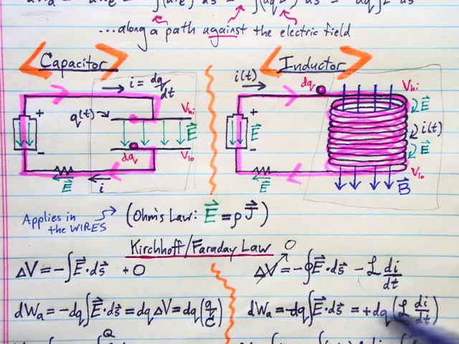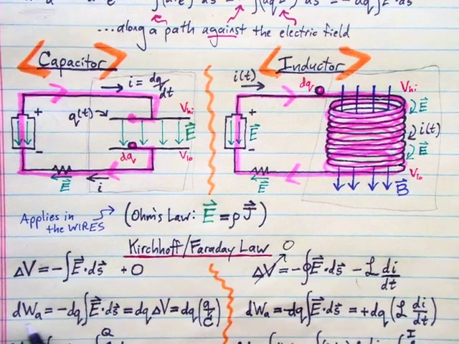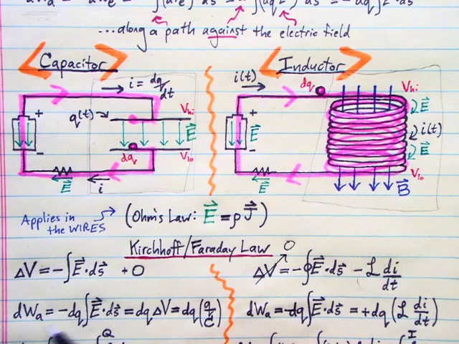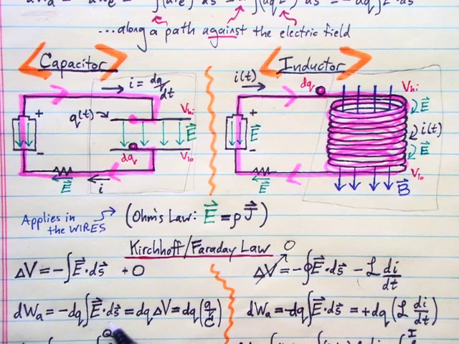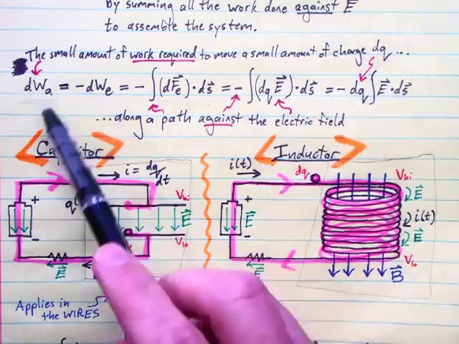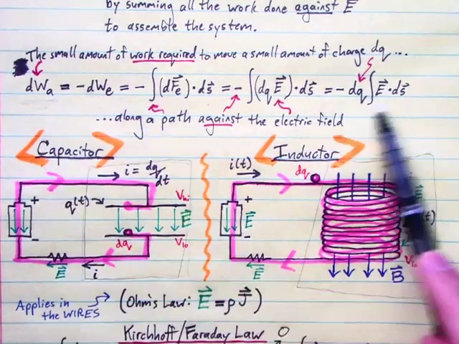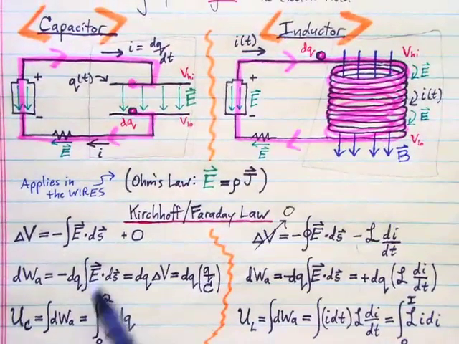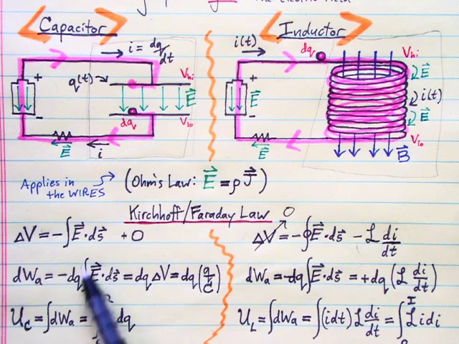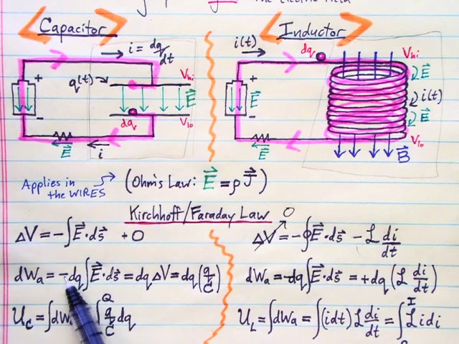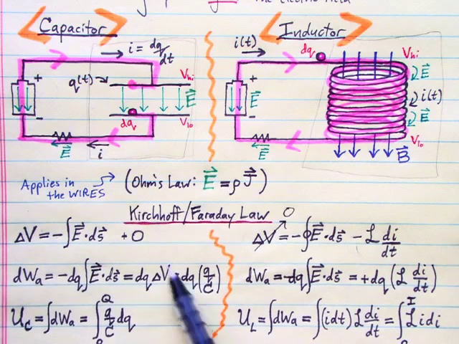So, okay, next line. The small amount of work it's going to take to move that dq from here to here along that path equals minus dq times this integral. We derived that up here, so I'm saying this small amount of work is equal to this expression here. And our Kirchhoff law says this integral of E dot ds along our path is equal to minus delta V. So that minus and that minus cancel out. We have dq times delta V here.